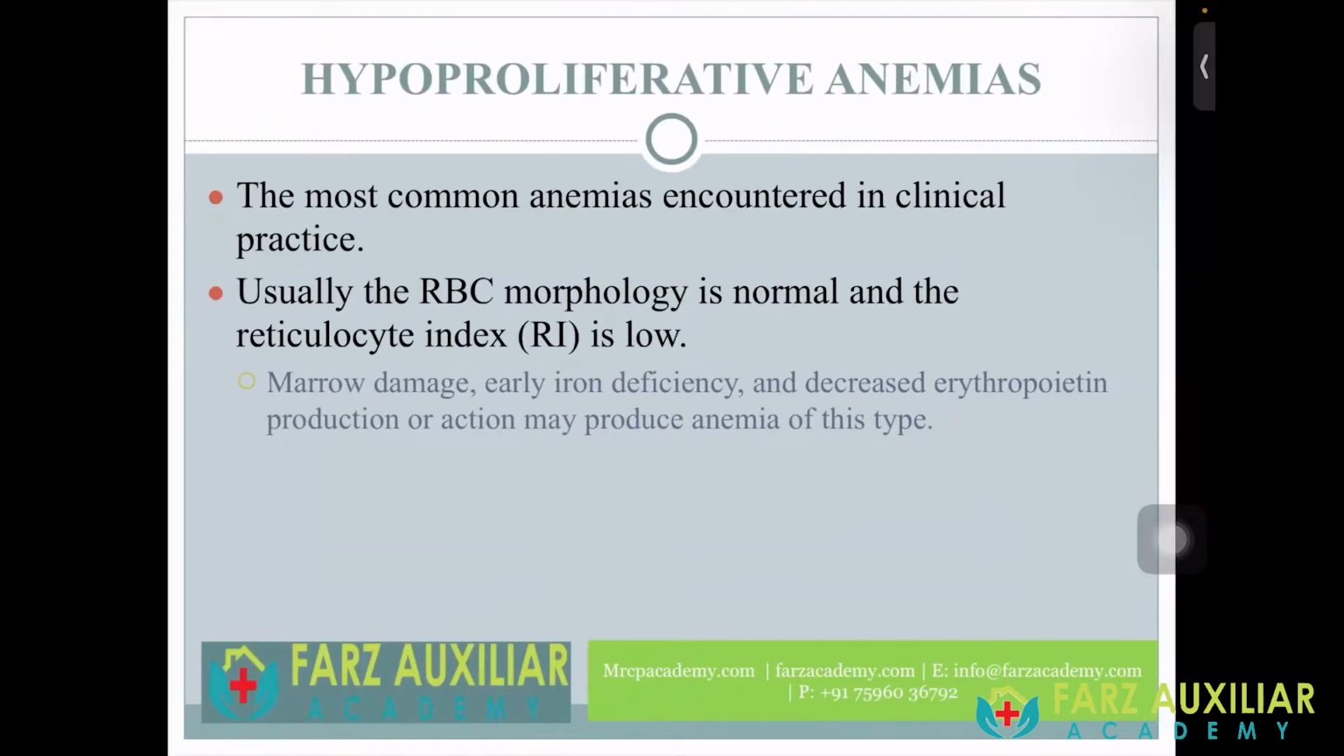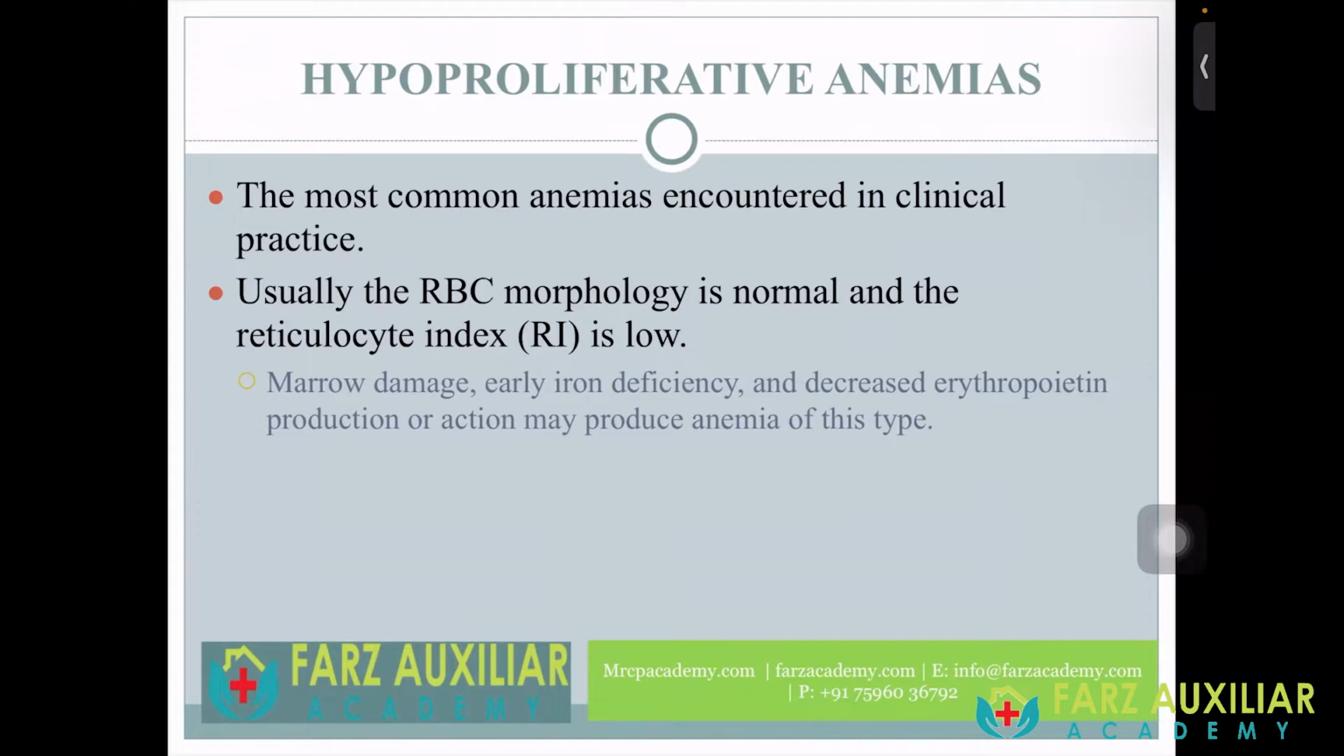So let's begin right away without much ado. Which are the anemias where the production is deficient, the production is not up to the mark? They are called hypoproliferative anemias. Now these anemias are the most common anemias encountered in clinical practice.